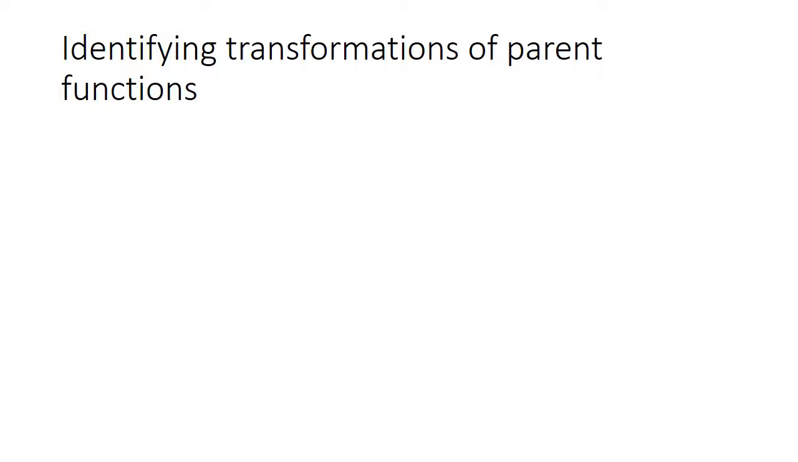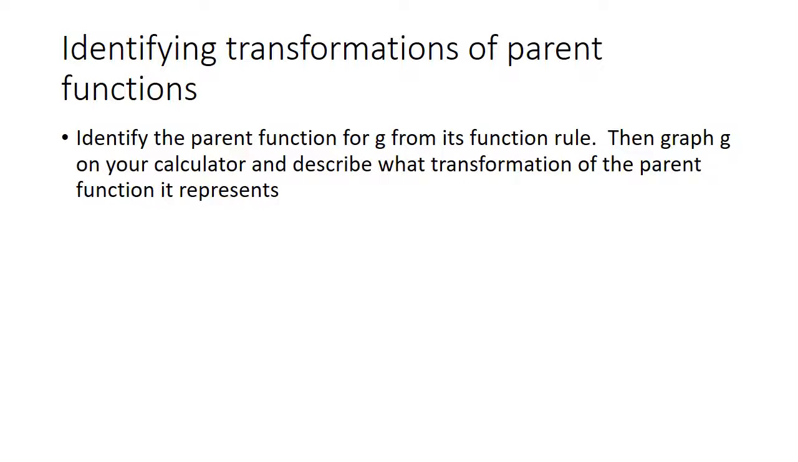So let's identify some transformations of parent functions. There's a couple of ways you can do this. What we're going to start with is by using the graphing utility on our calculator. So we're going to identify the parent function for g from its function rule, and then graph g on the calculator and describe the transformation of the parent it represents. All right, so we have g of x is x plus 5. So just by looking right here only, what would you say the parent function is?